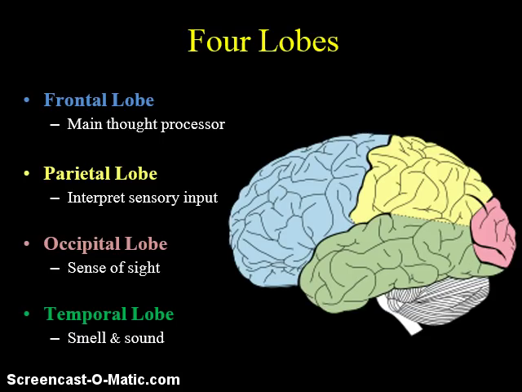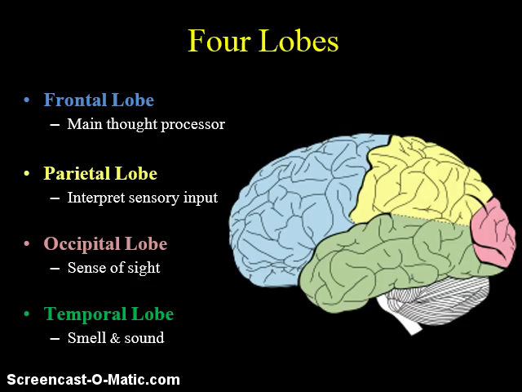Your parietal lobe, which is right at the top of your brain, kind of the top of your skull, is going to interpret sensory input. So if you're holding an ice cube in one hand and a lit match in the other, the reason you know that one's hot and one is cold and one's in your left hand and one is in your right hand is that your parietal lobe is interpreting these different sensory inputs.